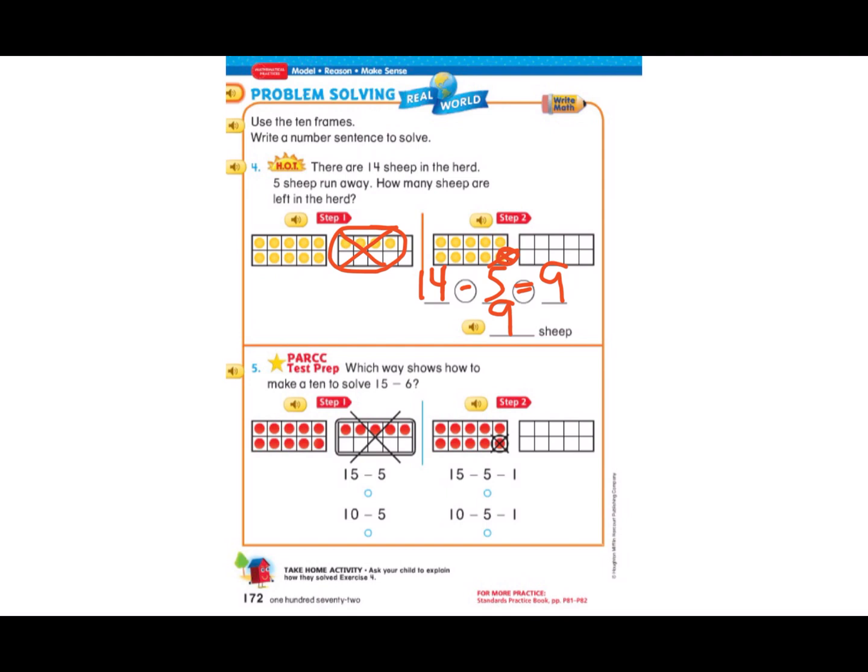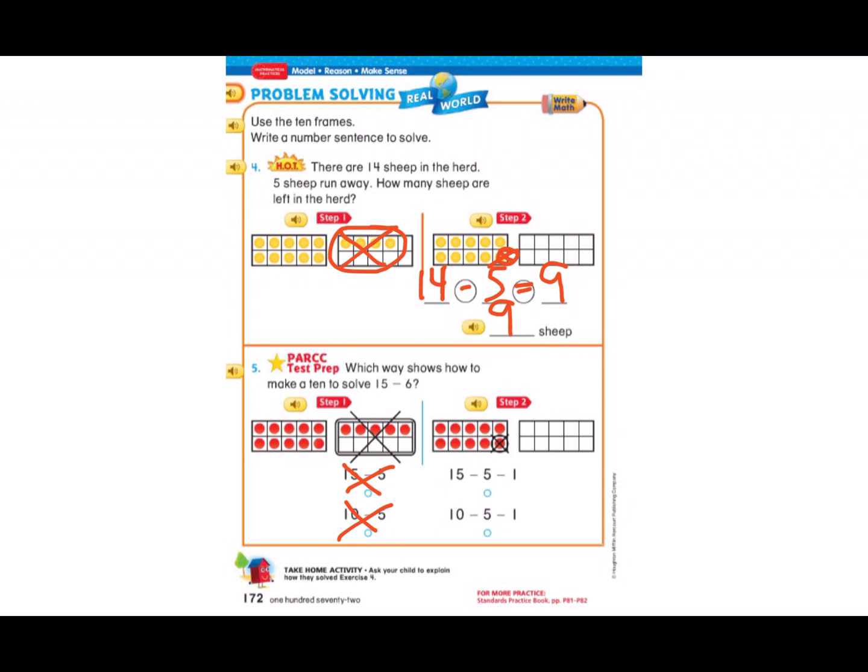Look down at number 5, our last question. Which way shows how to make a 10 to solve 15 minus 6? Well, we know 15 minus 5 does not give us 15 minus 6. And we also know 10 minus 5 is not going to equal the same thing as 15 minus 6. So, let's look at our 2 subtraction sentences that are left. 15 minus 5 minus 1. 10 minus 5 minus 1. So, which one would give us 15 minus 6?